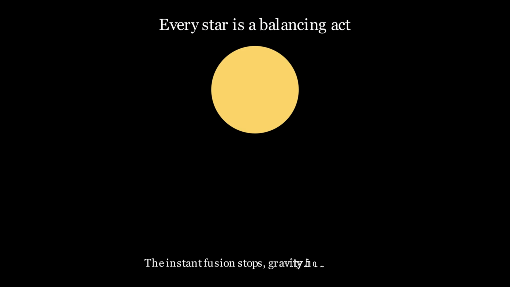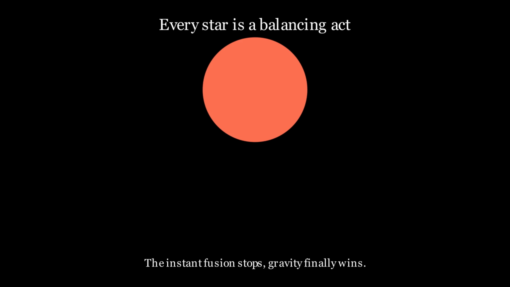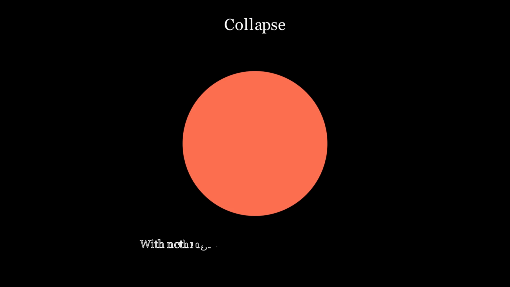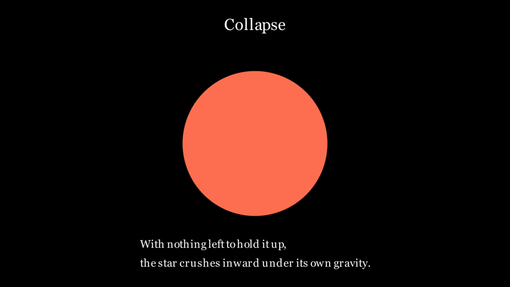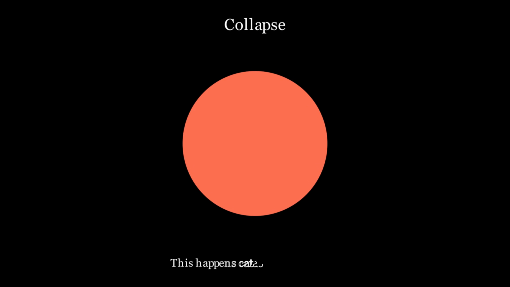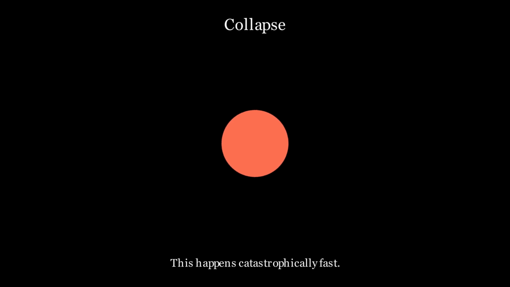The instant fusion stops, the outward push disappears, and gravity finally wins. With nothing left to hold it up, the star's own mass begins crushing inward under its own gravity. This isn't a gentle process. It happens catastrophically fast. An entire stellar core collapsing in less than a second.